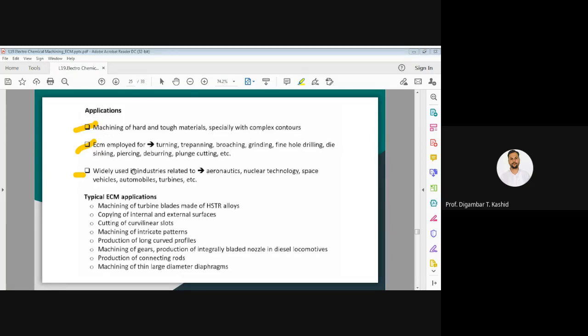In today's morning lecture I explained that various operations are possible in this system. The same applications I have shown here.